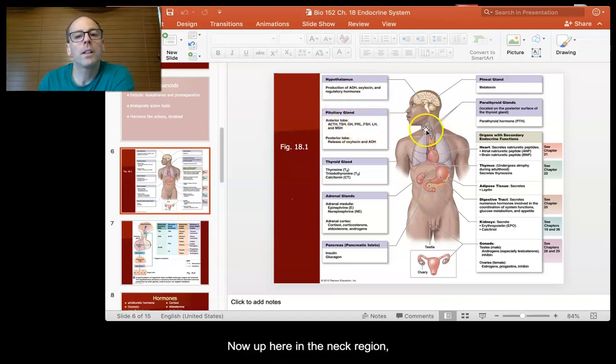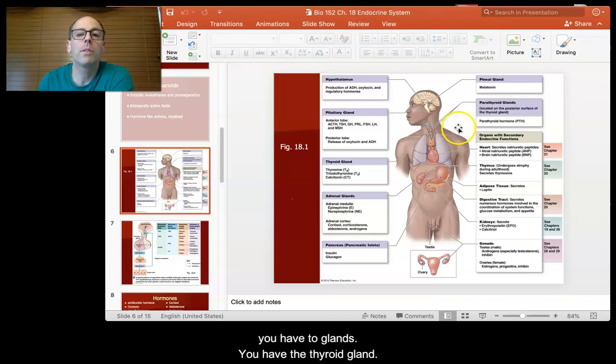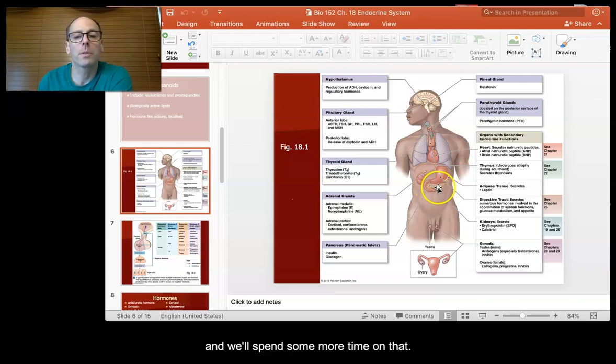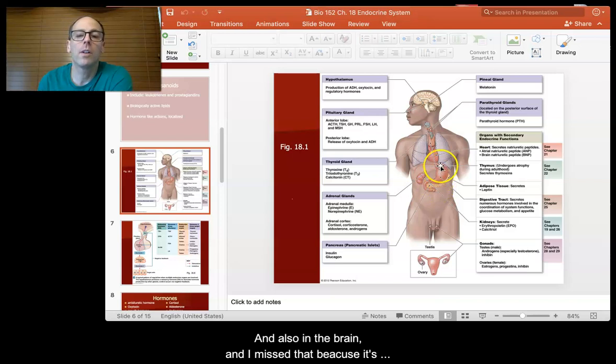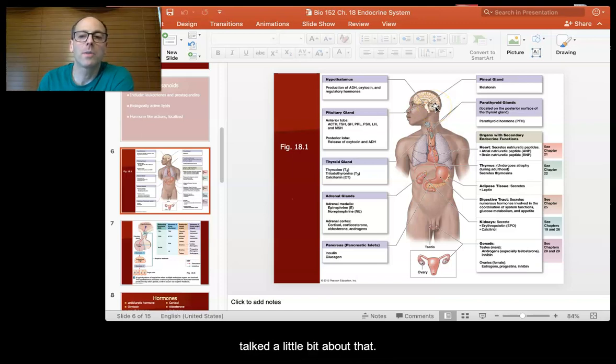Up here in the neck region, in your cervical region, you have 2 glands. You have the thyroid gland, and on the posterior side of that, you have the parathyroid gland. Down here in the abdomen, you have the adrenal glands that sit on top of the kidneys. You also have the pancreas, which is really important, and we'll spend some more time on that. And then also in the brain, and I missed that because it's over here, is the pineal gland, and we talked a little bit about that. Those are the structures that we're going to be dealing with.